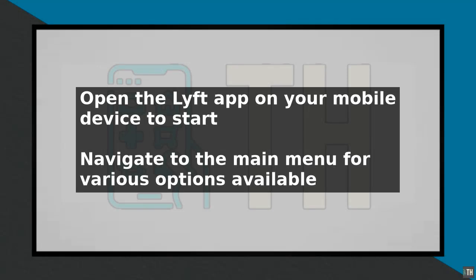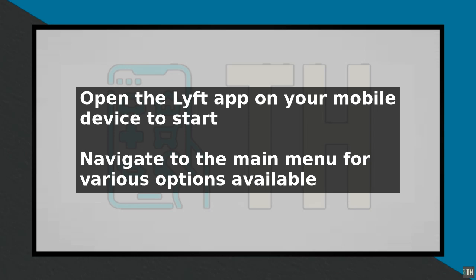To contact Lyft driver support, start by opening the Lyft app on your mobile device. Navigate to the main menu, which is usually represented by 3 horizontal lines in the top left corner of the screen. Tap on this menu to access the various options available. From the menu, select Help, which will take you to the Lyft support page.